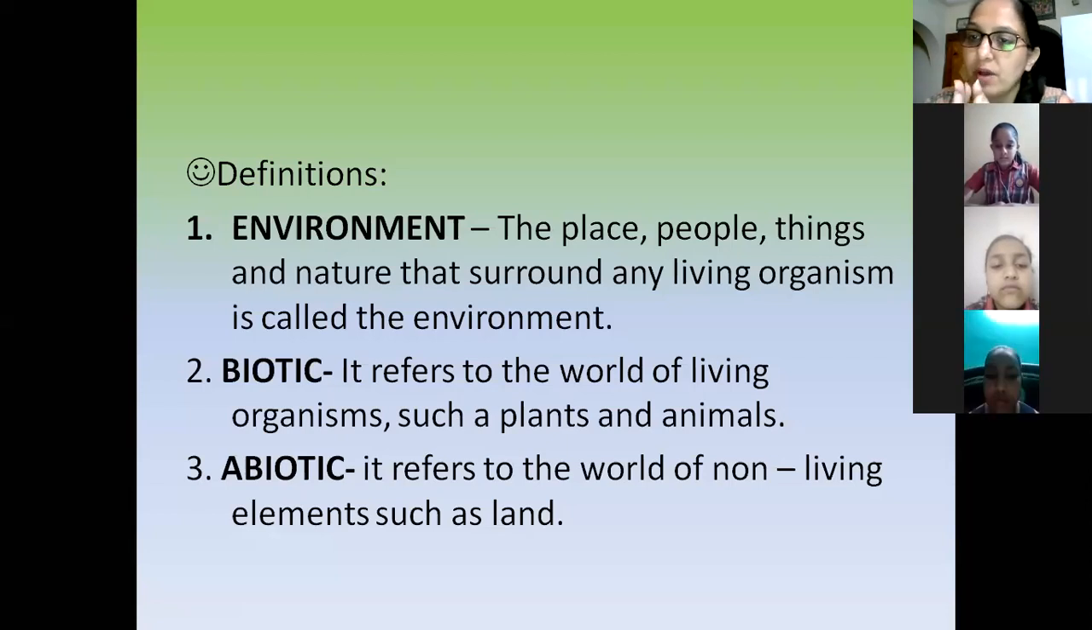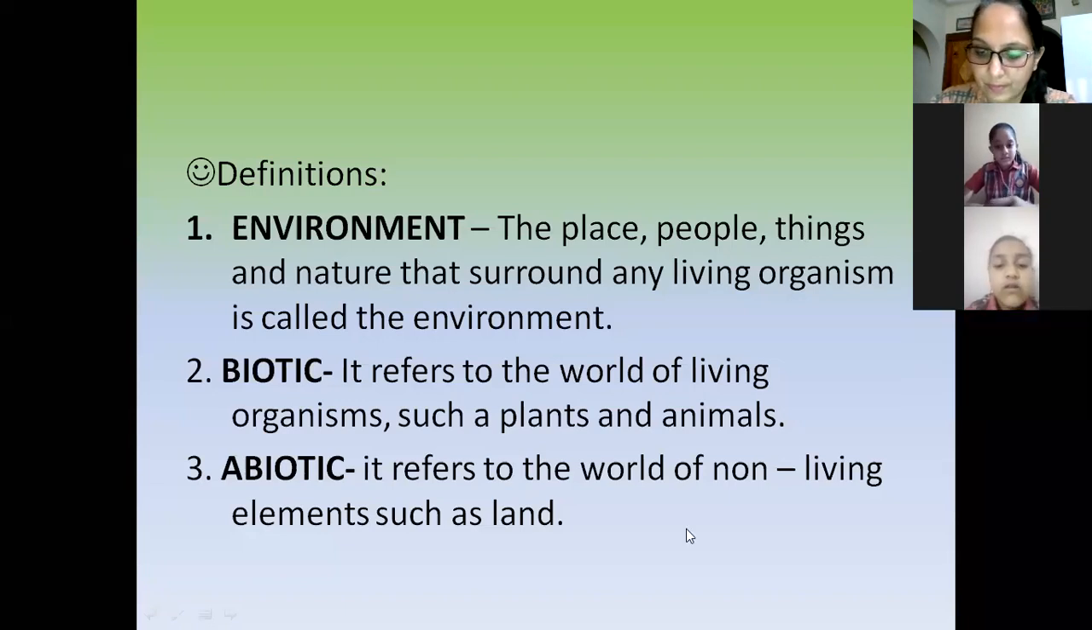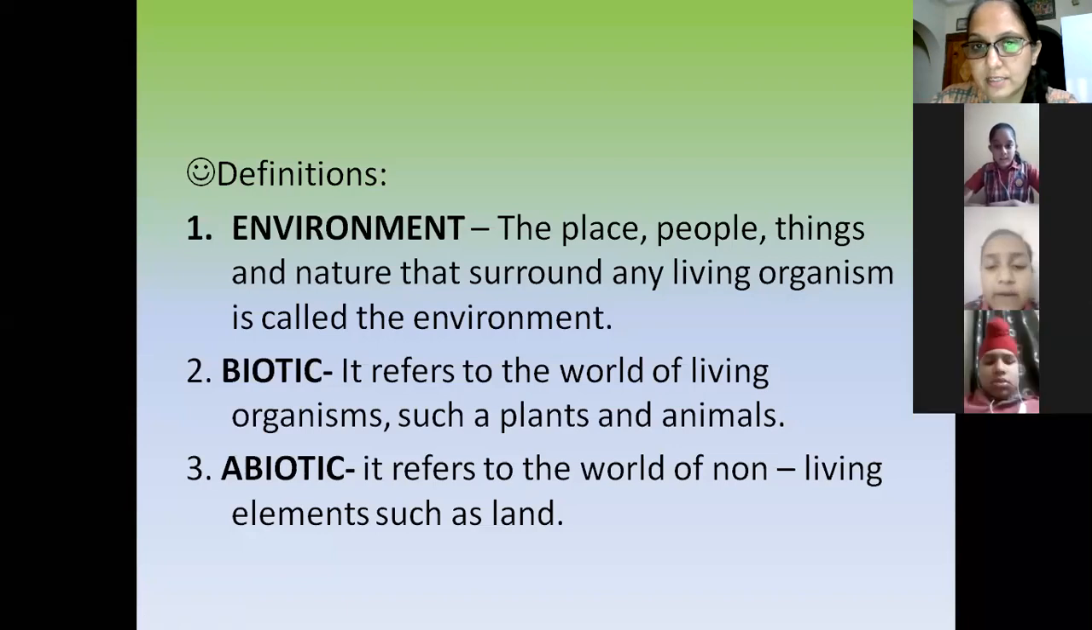So what is living in our environment? Plants and animals. We are also part of the animal kingdom. And then we have plant kingdom. So plants and animals together make up the biotic system. It refers to the world of living organisms such as plants and animals. Then abiotic, it refers to the world of non-living elements such as land, water, air. All these are non-living things. Soil, all these are non-living. So they are abiotic. Biotic and abiotic. Is it clear to all of you? Yes, ma'am.